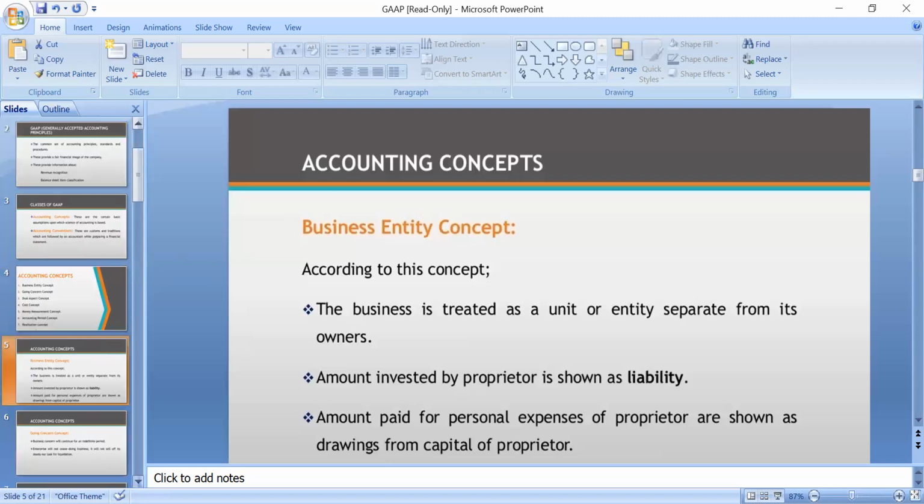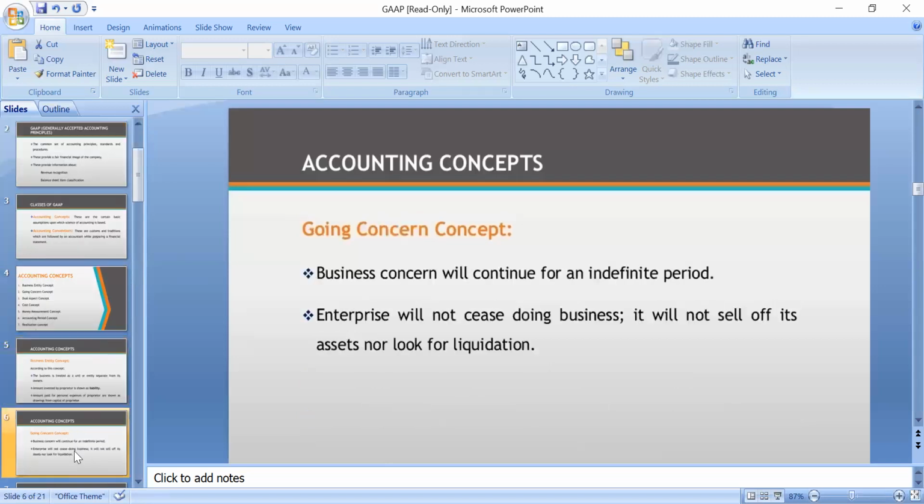The next principle is the going concern concept. Going concern concept means the assumption is that the business concern will continue for an indefinite period. The enterprise will not cease doing business, it will not sell off its assets nor look for liquidation.